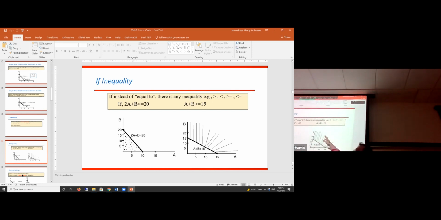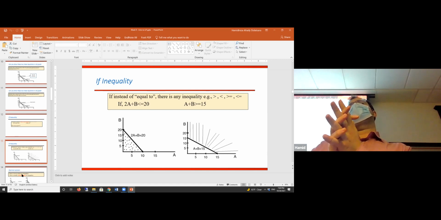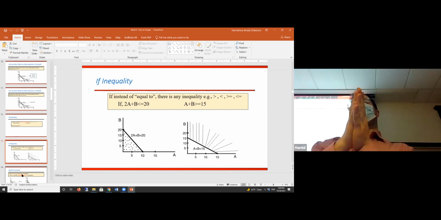What about A plus B greater than or equal to 15? Could I plug in 5 and 5? No. But what about 15 and 20? Yeah, for sure it's greater than or equal to 15. Sometimes it's easy to visualize, like here, but if it's hard, you can just pick some random number on one side and find the associated region.